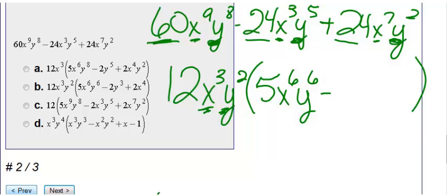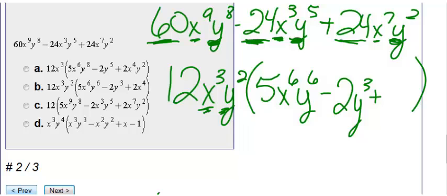Minus. Now I'm on the second term. 12 times what gives me 24? 12 times 2 gives me 24. I took away 3 x's. Those are gone. I took away 2 y's. I'm left with 3.